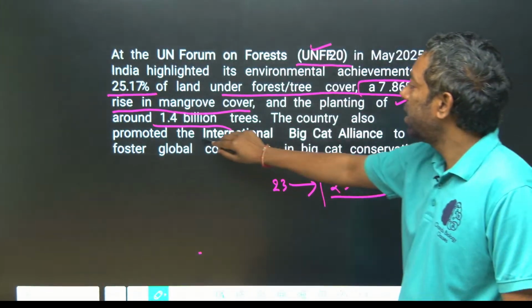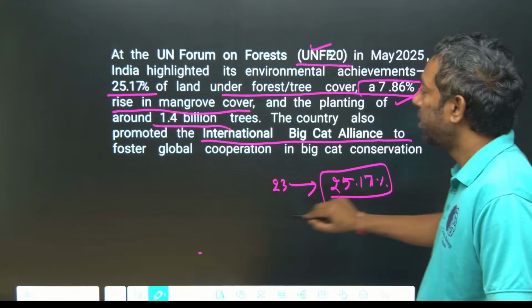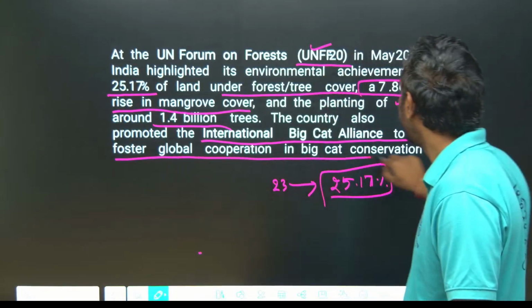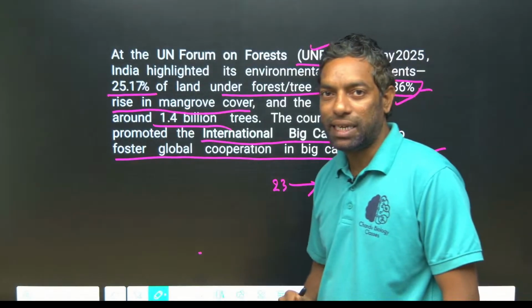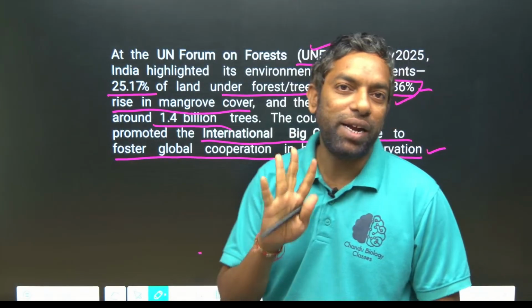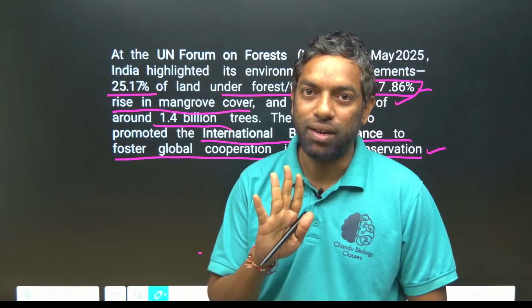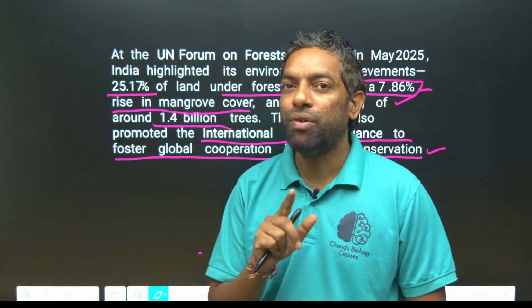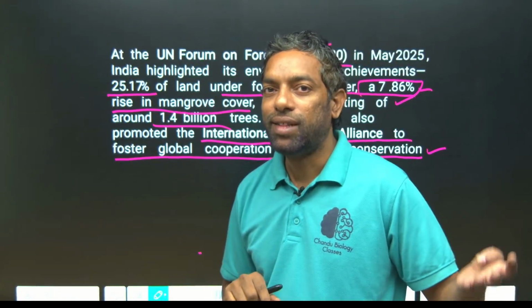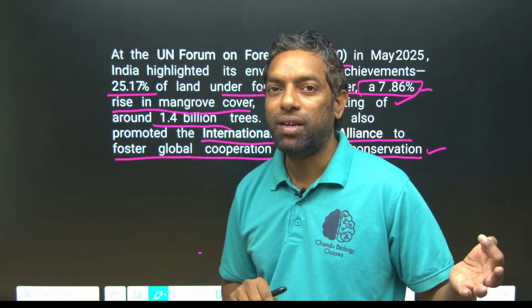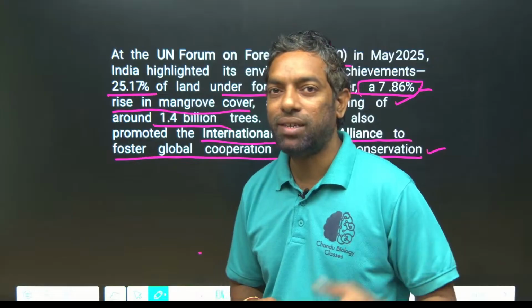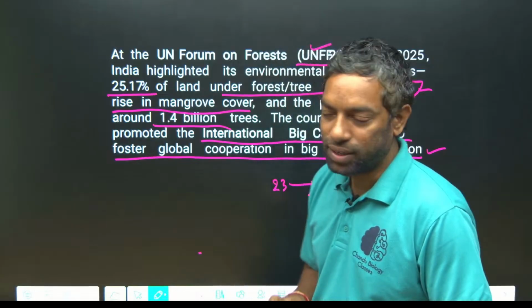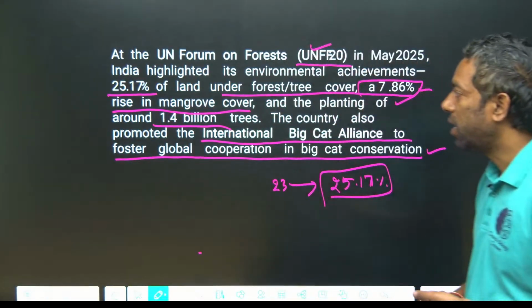There is an International Big Cat Alliance to foster global cooperation on big cat conservation, like tigers and cheetahs. There are five types of big cats, like the jaguar, the leopard, the snow leopard. You have to Google it, guys. This is important current affairs.